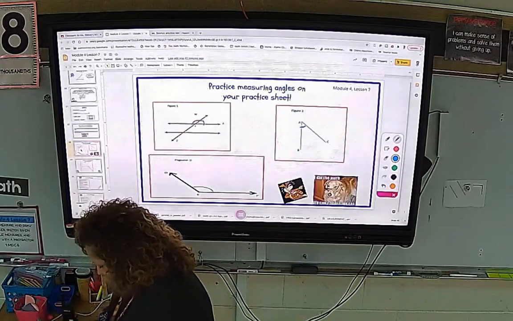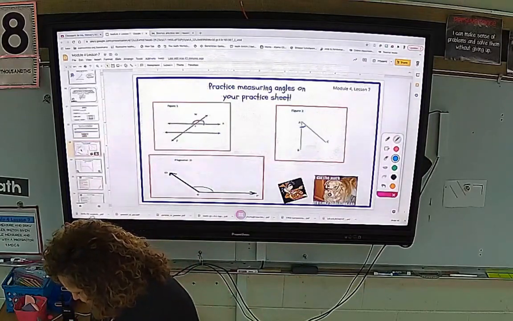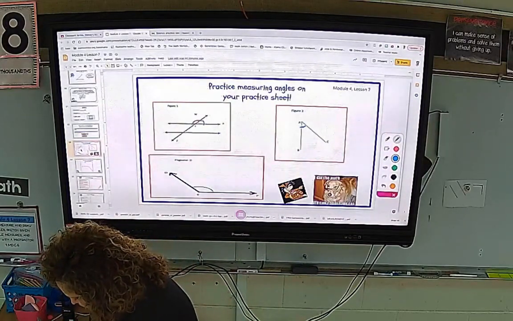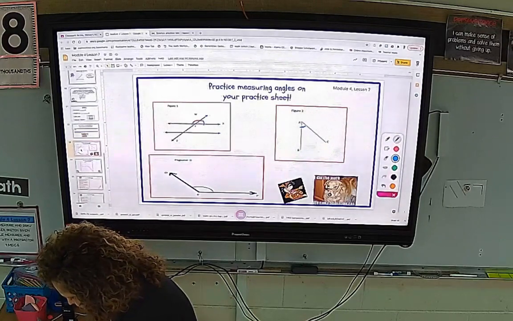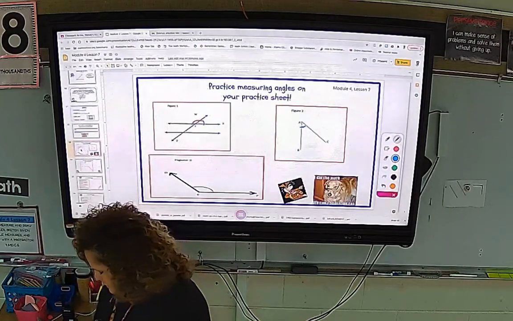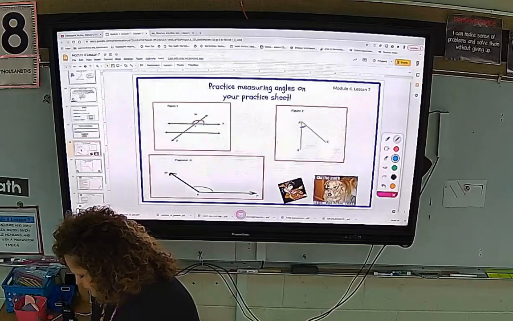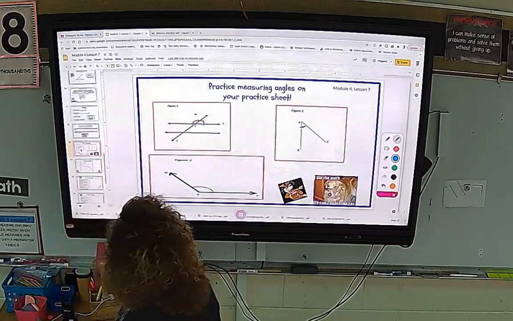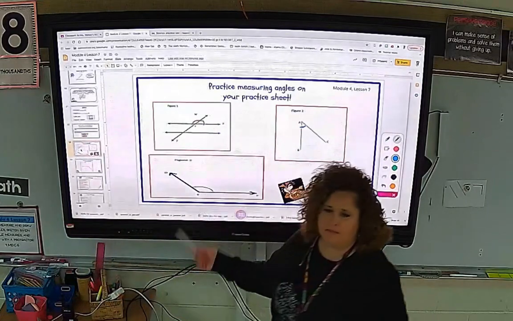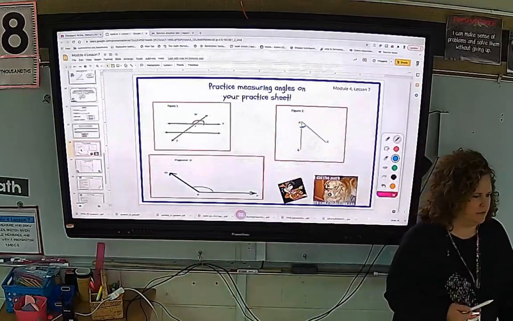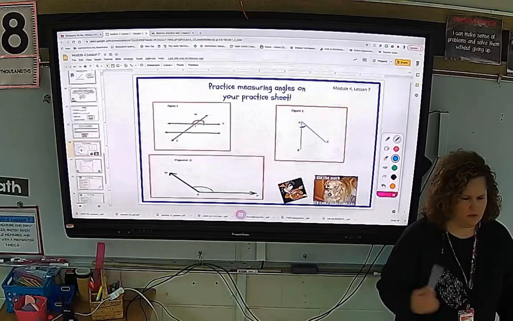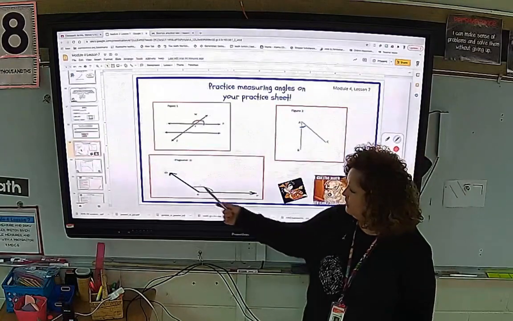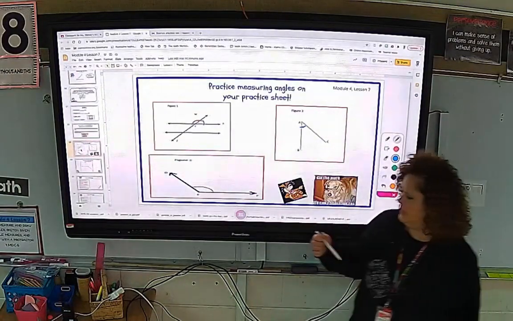So if we take the protractor and put it where it's supposed to go, I can't do this on the board without the board having a freak out. It helps to have the numbers going the right direction. And that is a 120 degree angle. Now some of your numbers were not exactly 120, they were close. Still okay.